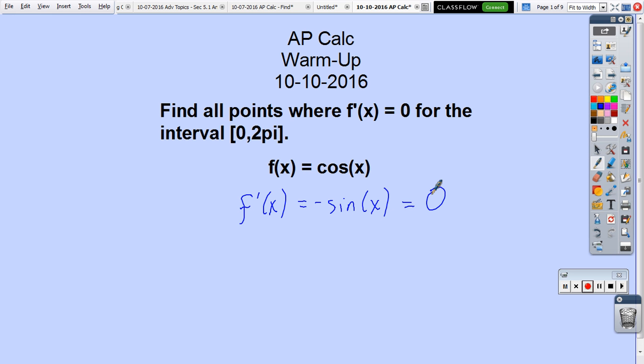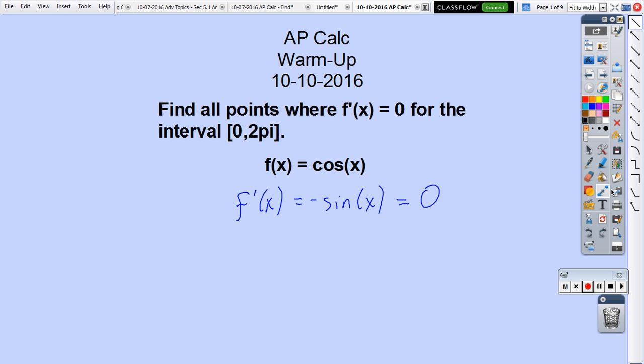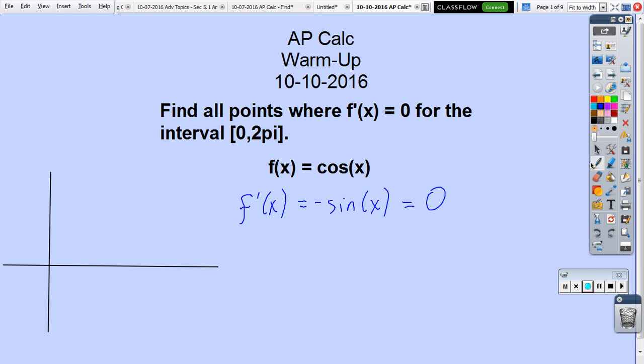This is where it's good to know a general idea of what a graph of sine, and therefore negative sine, looks like. Sine goes like this. One of them starts in the middle and goes down, right? Let's do sine in a different color. Let's go with sine brown. So sine.